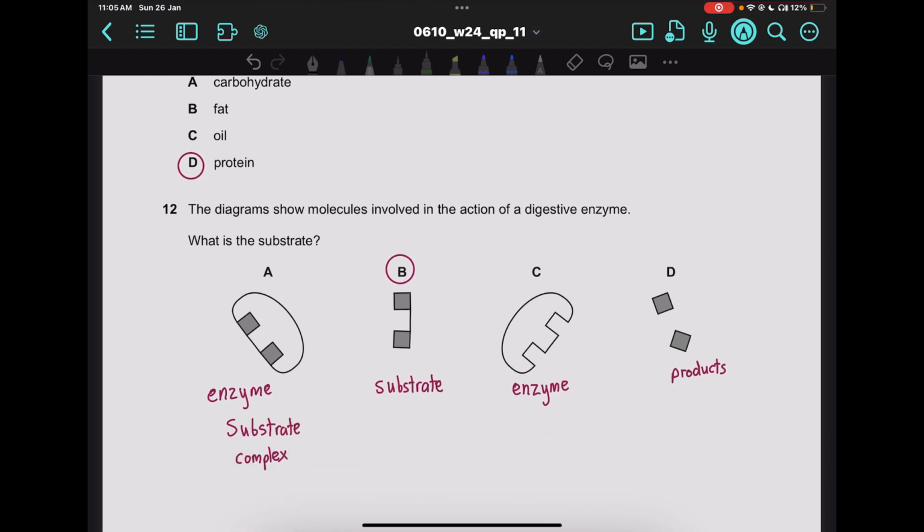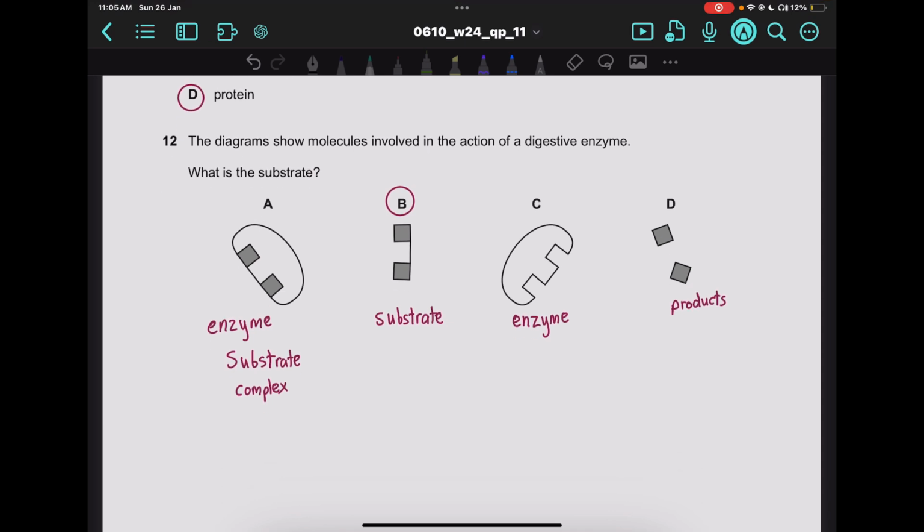12. The diagrams show molecules involved in the action of a digestive enzyme. What is the substrate? The substrate is actually B. So why are A, C, and D incorrect? A is the enzyme-substrate complex itself, the enzyme with the substrate. The substrate is the gray or black squares over here. Alone, they are substrates. But over here, they are with the enzyme, so this is incorrect.